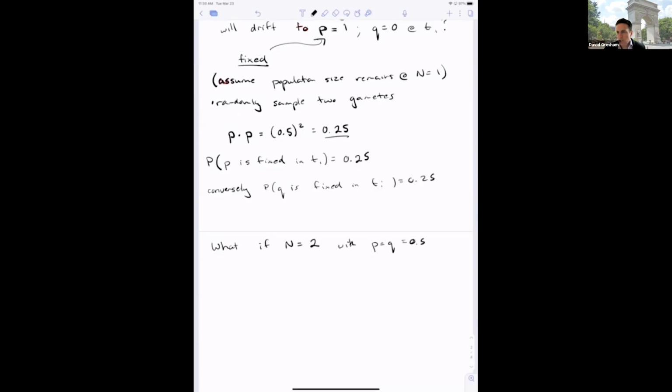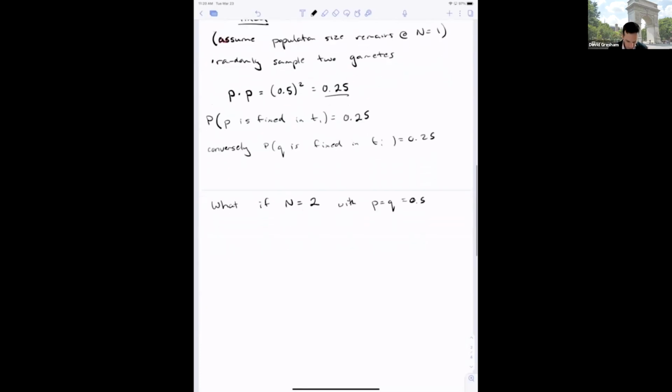What's the probability in one generation that the allele frequency of P is going to go to 1? That is, the allele will be fixed in the population. So again, we think about randomly sampling from our gene pool, randomly taking an allele to make a gamete, and with probability P, we're going to take one of the big A alleles.